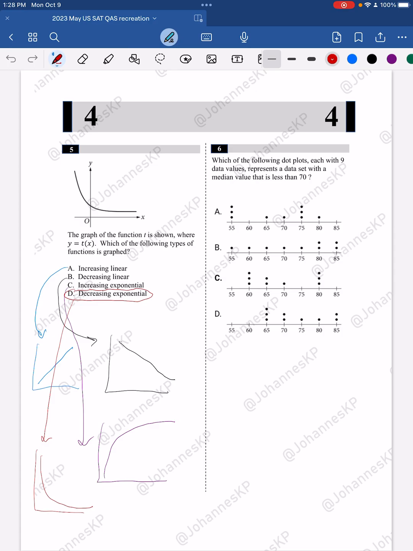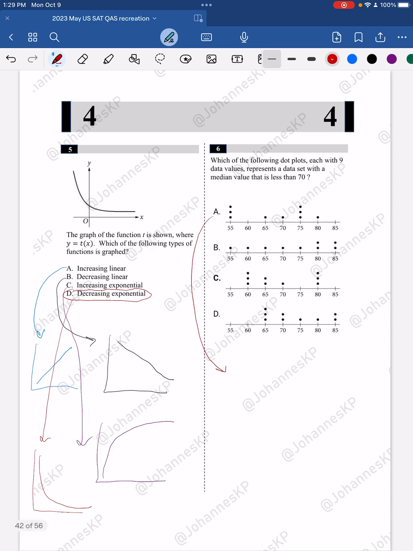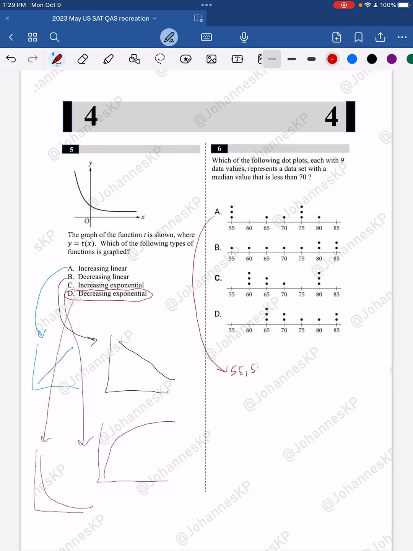All right, so let's take A for example. What this means is that there are 3 values of 55 here. So we have 55, 55, 55. Then we don't have any value for 60. We have one value of 65, one value of 70, 3 values of 75, one of 80, and none for 85. So let me write all that down.